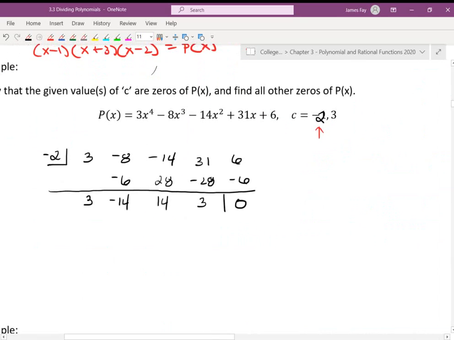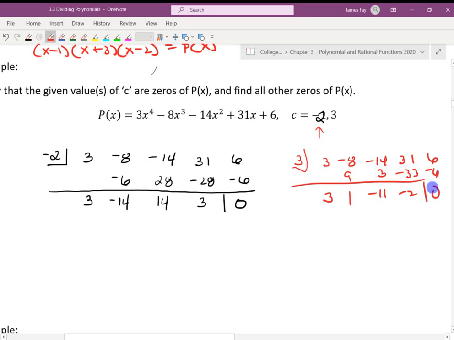you could see if 3 divides this polynomial by putting a 3 in the box. Don't write this down. You put a 3 in the box, and you can write the original -3, -8, -14, 31, and 6. And you can put that in the box, and you can bring the 3 down, put your 9 there, get your 1, get your 3, -11, -33, -2, -6, and it gives you a 0. And that would be validation that yes, 3 is a 0. Would you guys agree with that?